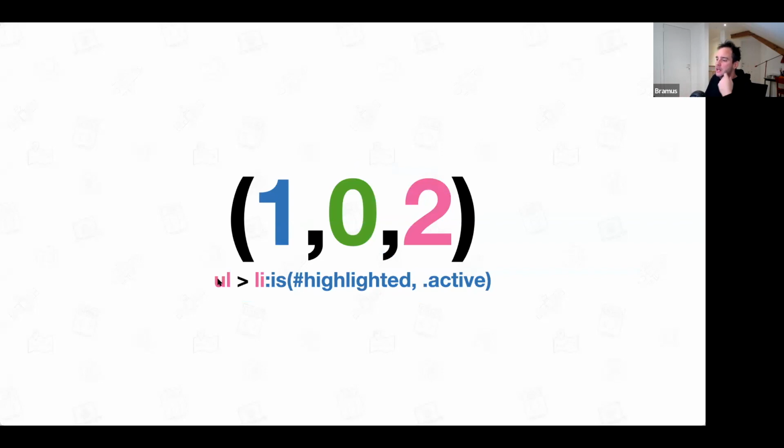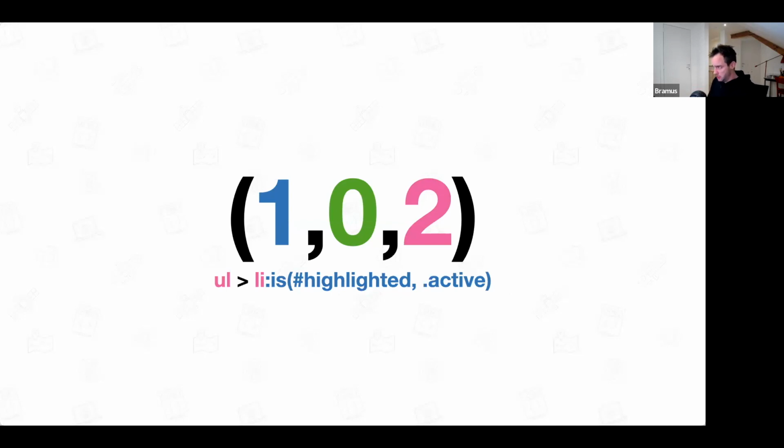So it says, hey, from the UL, one of the direct children that's an LI. If it's either the one with the ID highlighted or the one with the class active, that one I want to target. So it basically gets rewritten to UL direct child LI ID highlighted, comma, UL direct child LI dot active. So it gets rewritten like that.